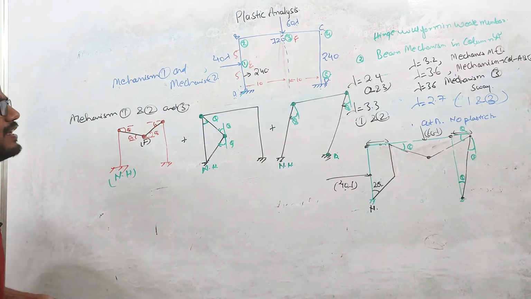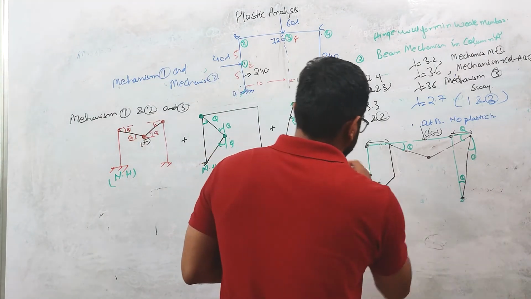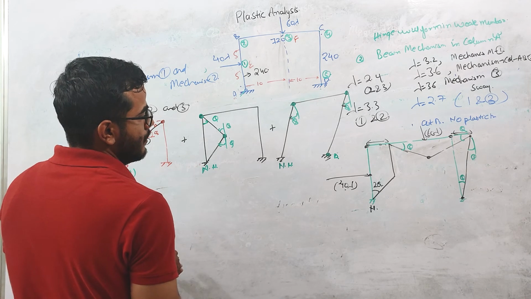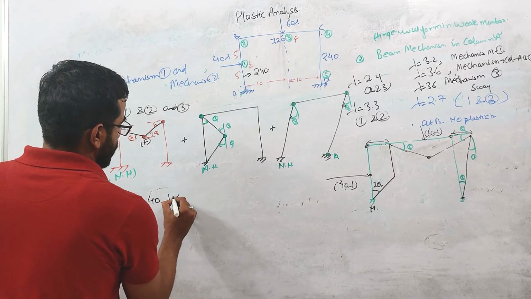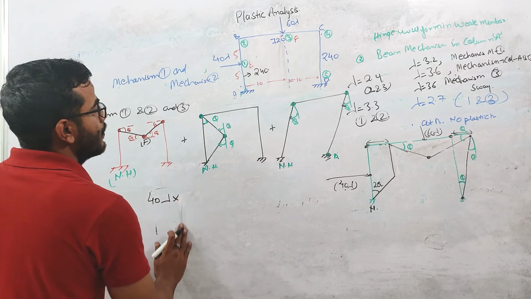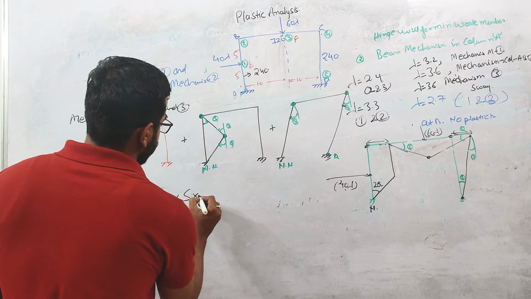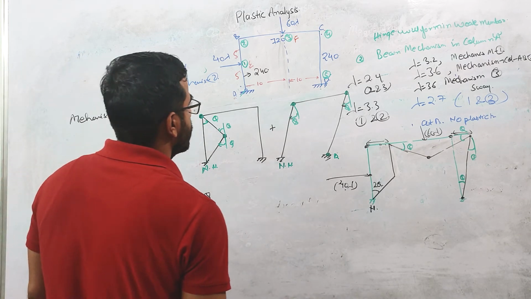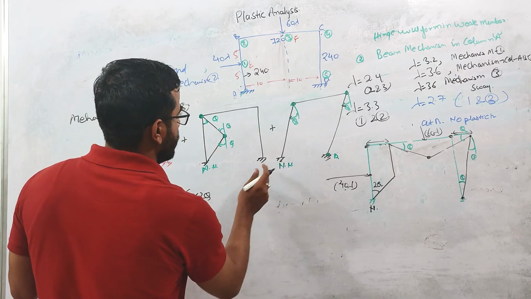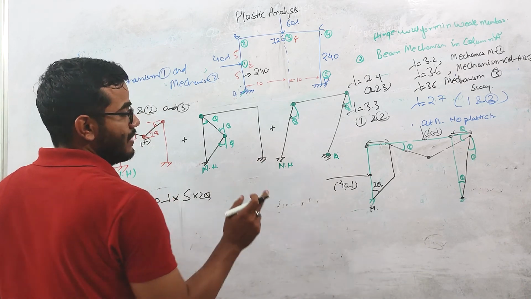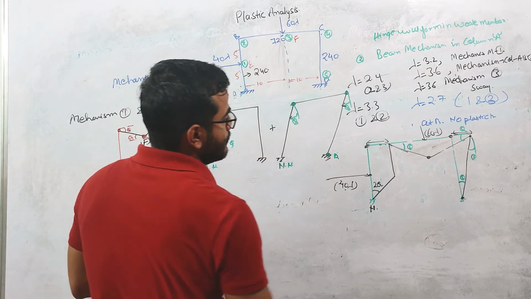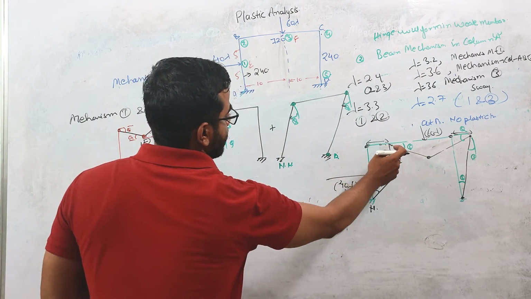So if you calculate again, use the principle of virtual work done. So you can write 40 lambda into 5 into 2 theta. Okay, 40 lambda into 5 into 2 theta. This angle is 2 theta. Okay, these two rotations will add, and there will be a rotation of 2 theta. 40 lambda into 5 into 2 theta plus, at this point there will be only 1 MP.